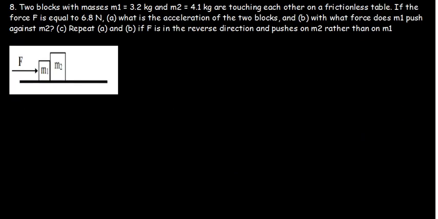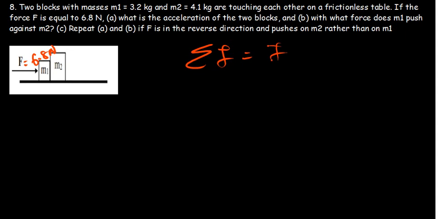Next question. Two blocks with mass of m1 and m2 are attached to each other on a frictionless table. If the force F is equal to, we have been given that the force here is 6.8 newtons. Now we have been given that, what is the acceleration of the two blocks? So you also come to Newton's second law. Newton's second law is going to start working here, then we are going to go to third law. So according to Newton's second law, we know that the forces acting there, we have got what? Only the applied force. Okay?